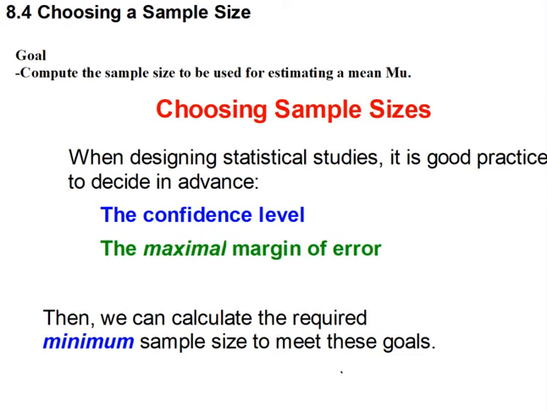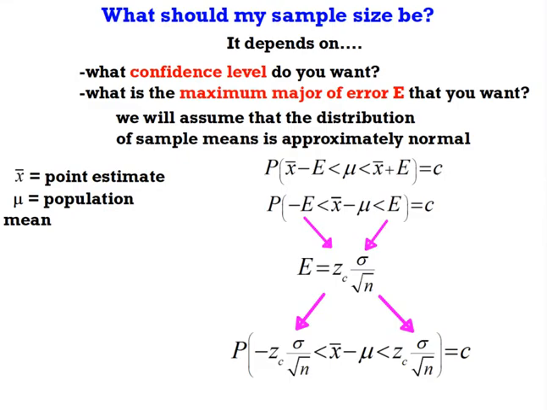Okay, 8.4, choosing a sample size. What this is, you can determine how big of a sample you need to grab in order to get certain desired results. And that kind of depends on your confidence level and the maximum margin of error that you're okay with. Then we can find a way to calculate the minimum sample size you would need to meet these goals.